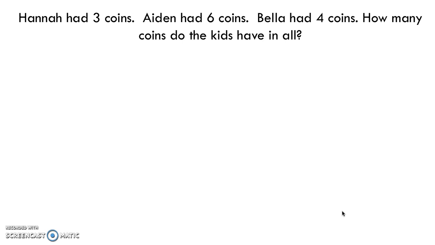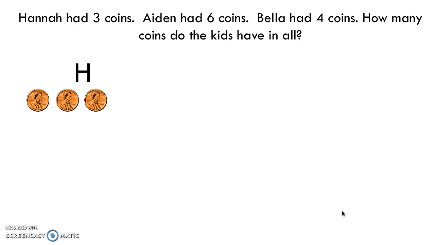All right, I know that was really important on my last problem to label, so I'm going to do it again. So the first sentence said, Hannah had 3 coins. I'm going to need to show that in my drawing. So I'm going to do Hannah and her 3 coins. Look, I use an H to label it.